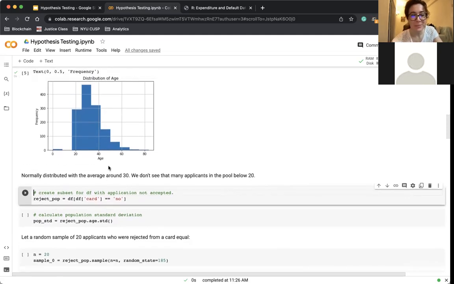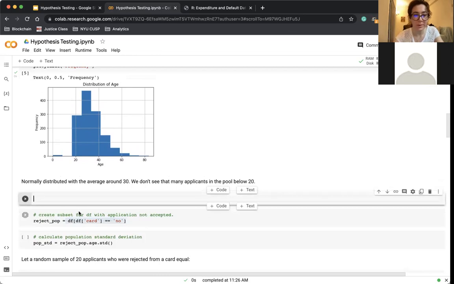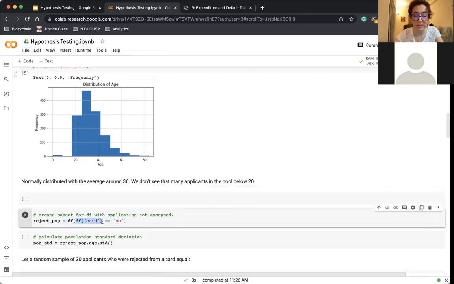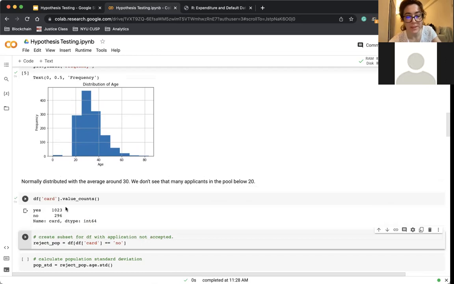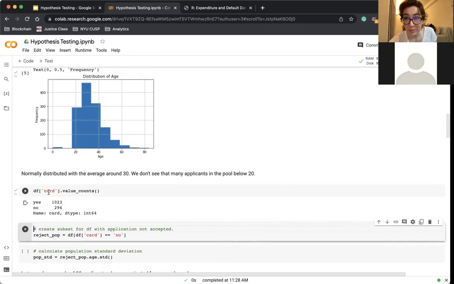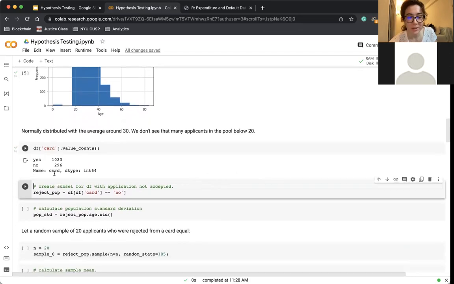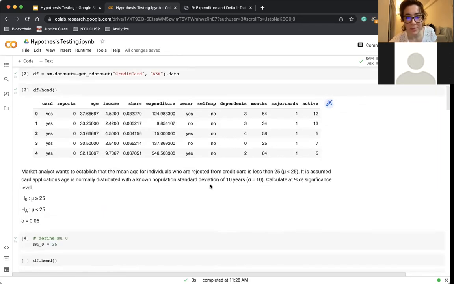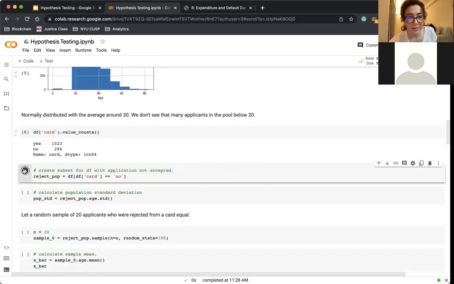But for the purpose of this, let's just create a new subset from the data frame for any time when the card equals no. Even just before we get to that, let's see what that distribution is. I'm just going to see how many people are no versus yes. So the majority of this sample do get the credit card approved, where a minority do not. But right now, our hypothesis is just looking at individuals who are rejected from the population.